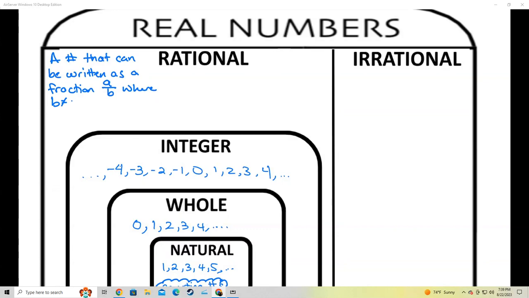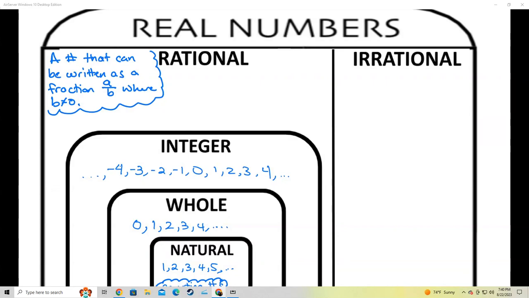And the reason B cannot be 0 is because if B is on the denominator, then you're going to try to divide by 0. If you try to divide by 0 on your calculator, it's going to say domain error or undefined or something to that extent. I think it's domain error if I remember correctly.